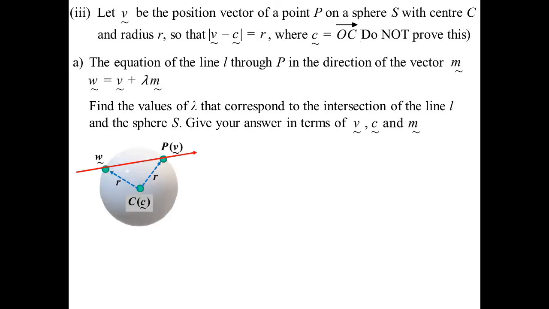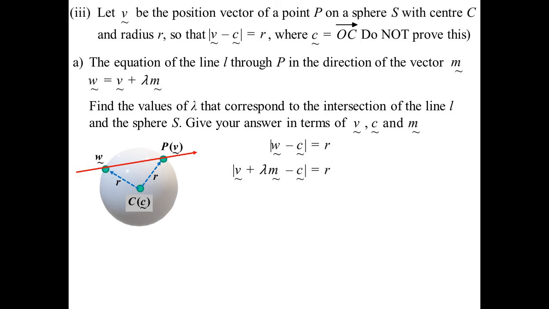I need a picture. Okay, got to try and understand what's going on here. There's the sphere. We're told V is the position vector on the sphere, so I've drawn that in. Centre C, so C is the centre. The vector goes through the sphere somewhere. W is this random point on the line. I've conveniently made it the other point of intersection on the sphere. We know that the distance from W to C is the radius. We know that. I'm going to substitute in the equation for W.